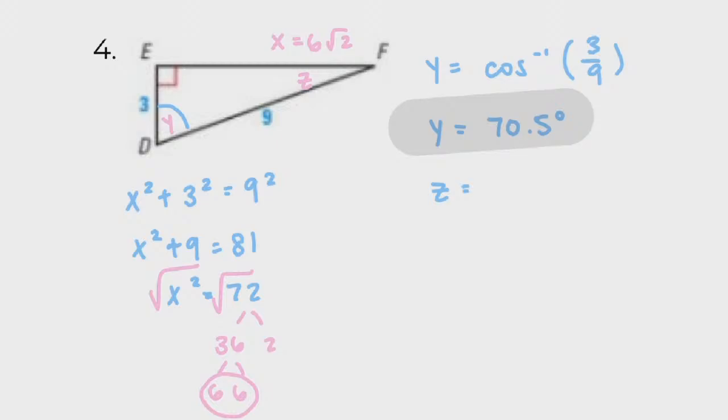And then for z, we can just do 90 minus 70.5. So that's going to be 19.5 degrees.